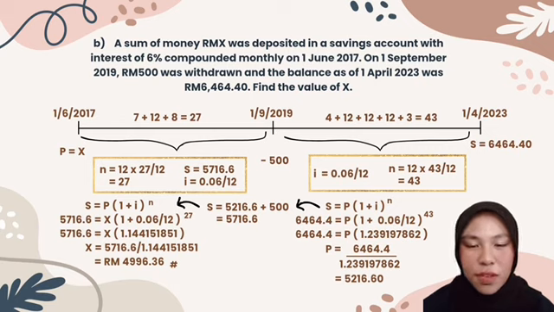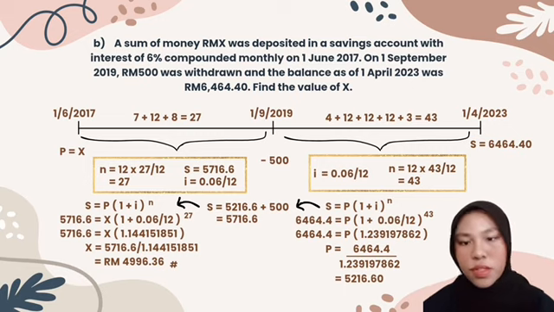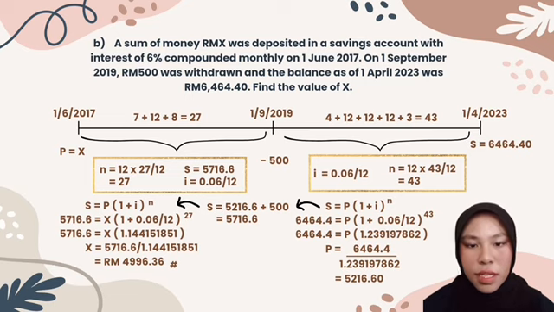And then using the information from the first term, which is S equal to 5,760 ringgit 60 cents, i equal to 0.06 over 12, n equal to 12 times 27 over 12, which is equal to 27. And then using the formula of compound interest, we substitute the information, and then using the calculator, we get 4,996 ringgit 36 cents. That will be the value of S.